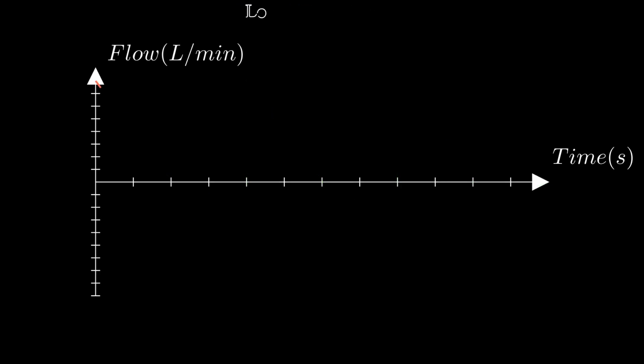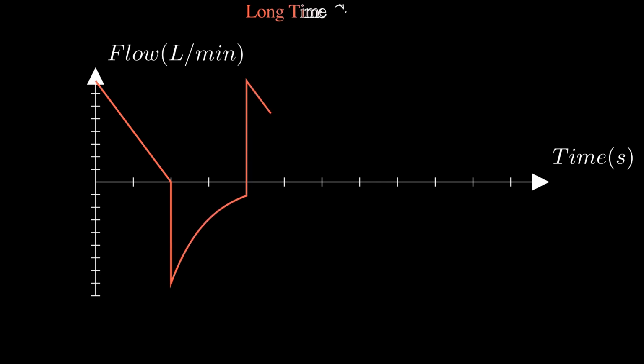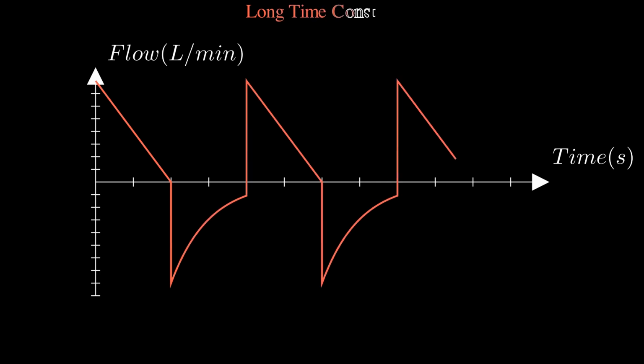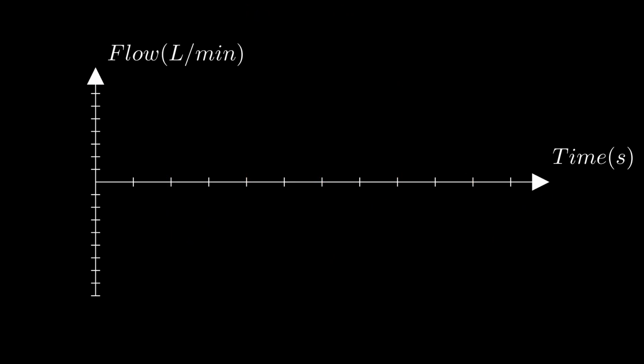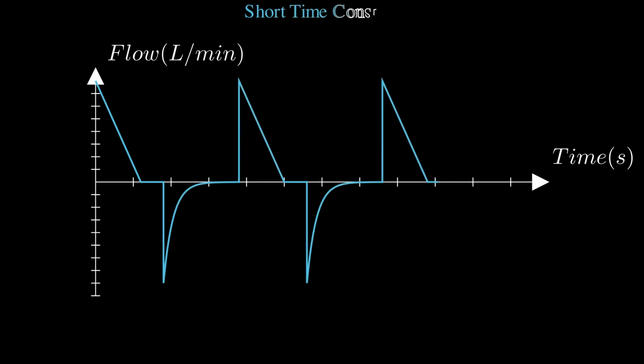Moving on to the next scenario, the time allocated for expiration is shorter than 3 time constants, which is insufficient for complete exhalation, a pattern seen in obstructive lung disease. Lastly, in this case, the time allocated for expiration is longer than 5 time constants, which is excessive for complete exhalation, a pattern typically seen in restrictive lung disease.